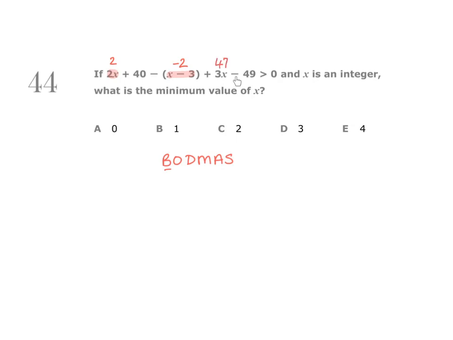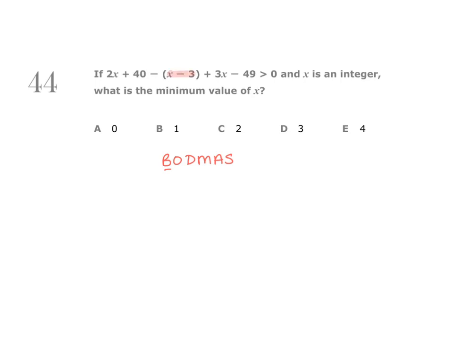We finally subtract 49. 47 take away 49 is minus 2, and minus 2 is less than 0, not greater than 0. So that means the value of x cannot be 1. So we can now try 2 as the value of x.